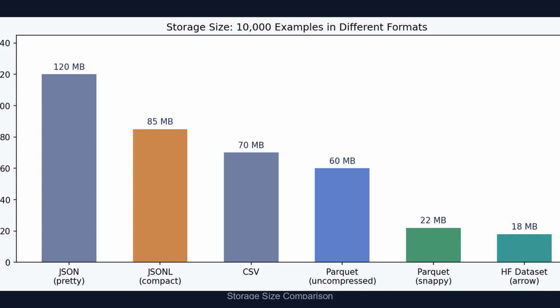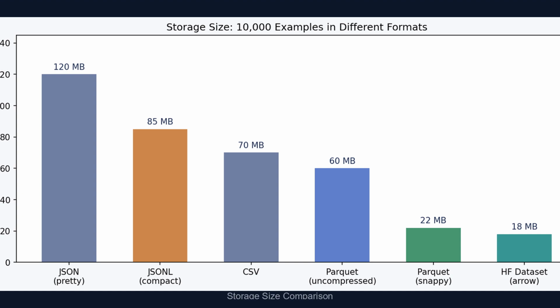Here's a storage comparison for 10,000 training examples across different file formats. Pretty printed JSON comes in at 120 MB. The overhead of white space and indentation adds up fast. Compact JSON-L drops to 85 MB by removing that formatting. CSV comes in at 70 MB for simple flat data. Uncompressed Parquet lands at 60 MB, and Snappy compressed Parquet drops dramatically to 22 MB. The Hugging Face dataset format, which uses memory-mapped Arrow files, comes in at just 18 MB.